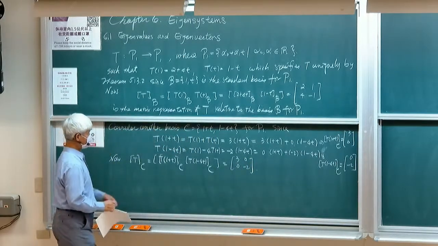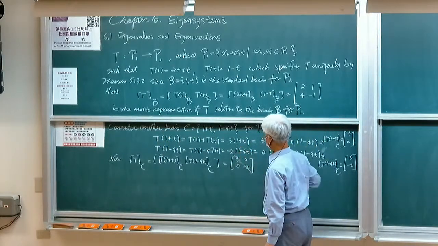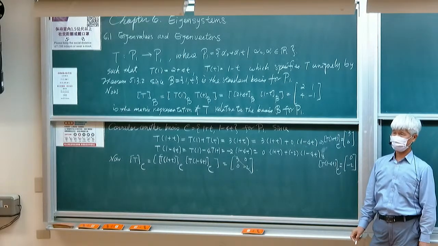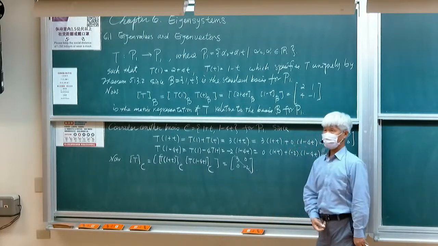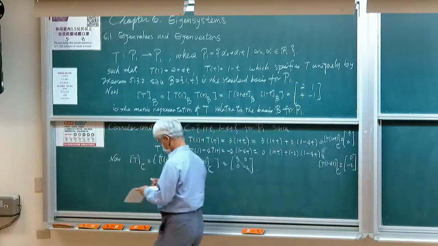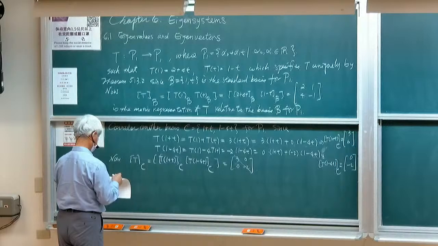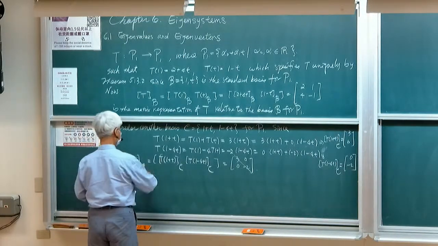Now, if you compare these 2 matrices, this matrix is a diagonal matrix, but this matrix representation is not a diagonal matrix. Okay. And we usually consider diagonal matrices to be simple matrices.